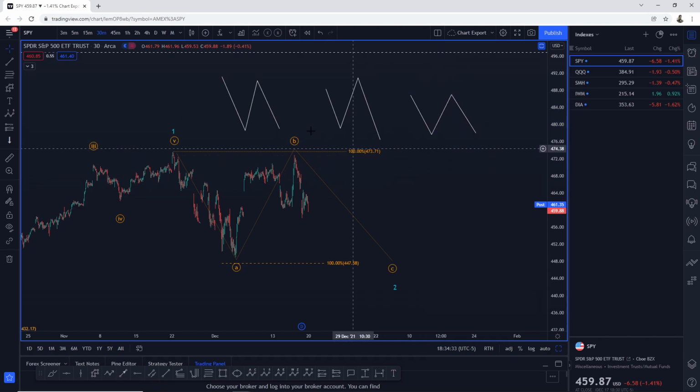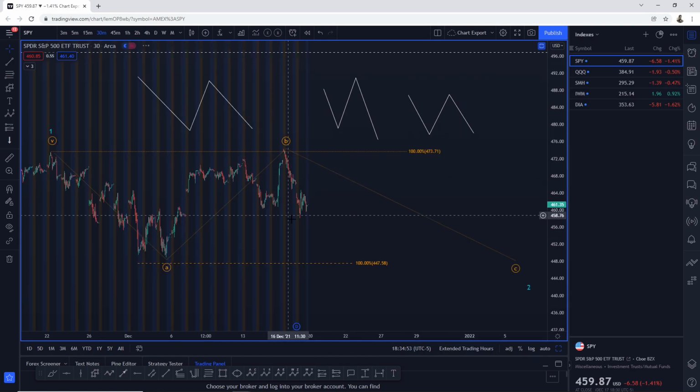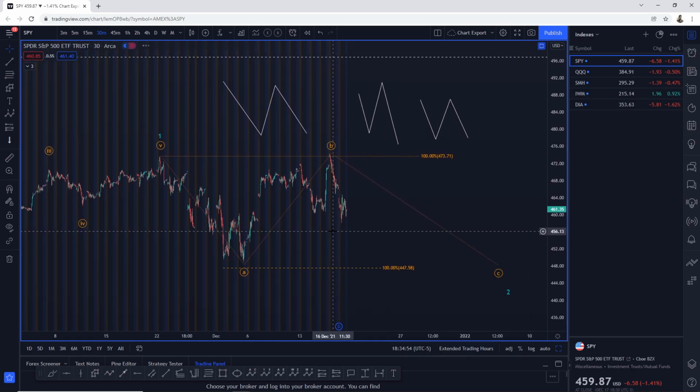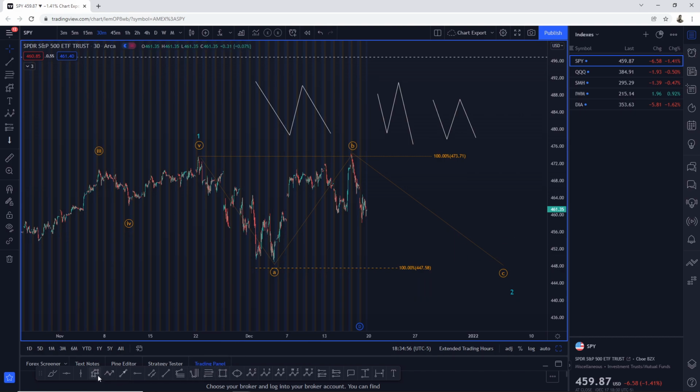Now, this is where it becomes a little tricky. Do we interpret this as an expanded flat, or a running flat? Or either or, right? Or regular flat. Why is this confusing a bit? Because if we're going to interpret this within the pre-market sessions, then it is likely that this is an expanded flat. And why do I say that?